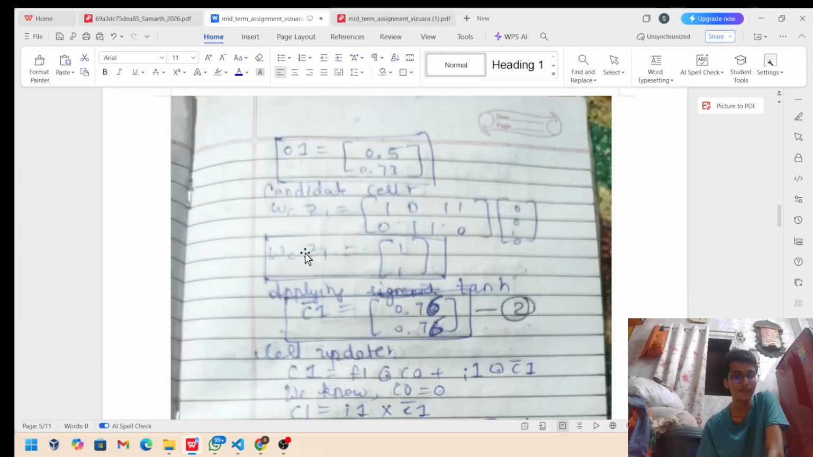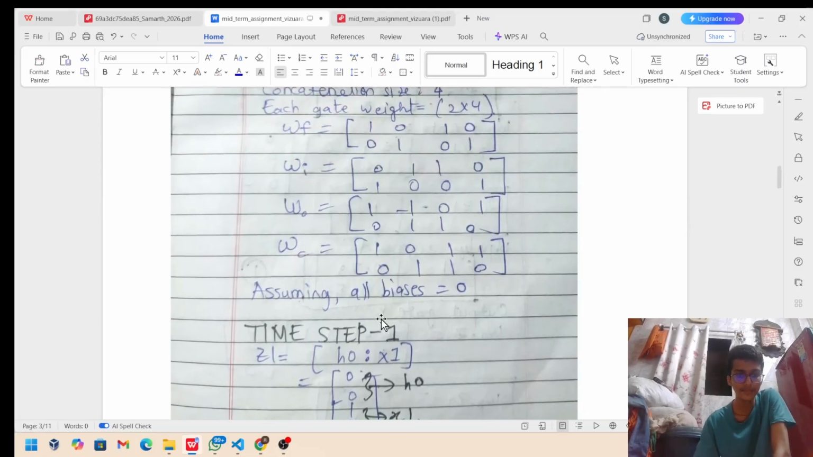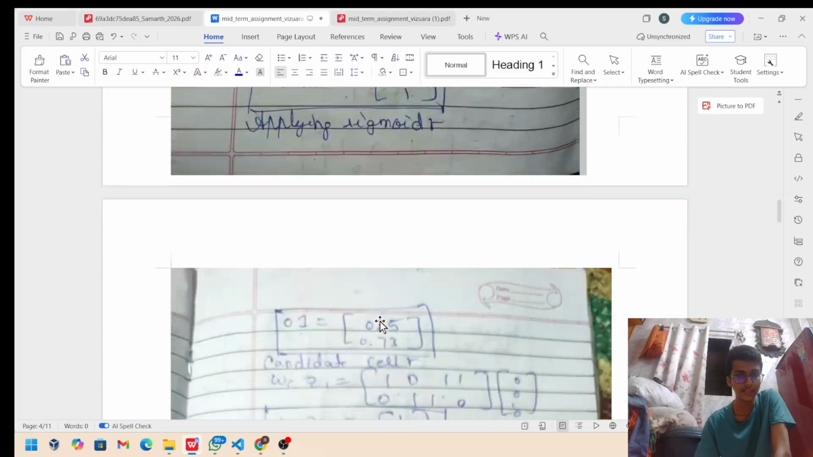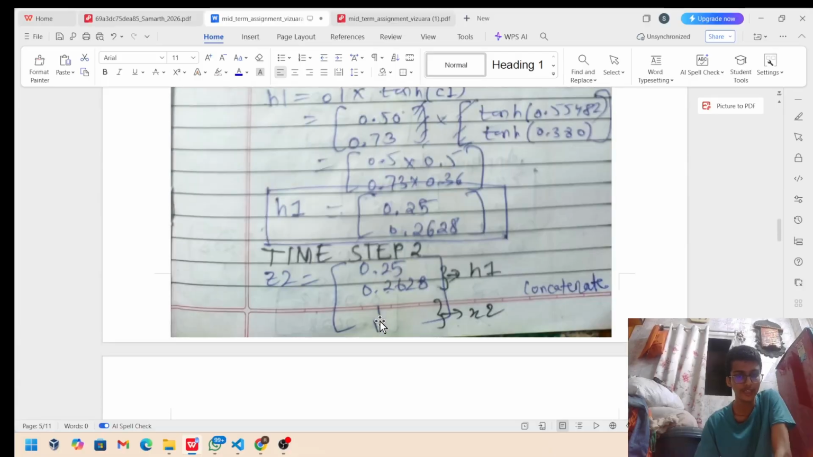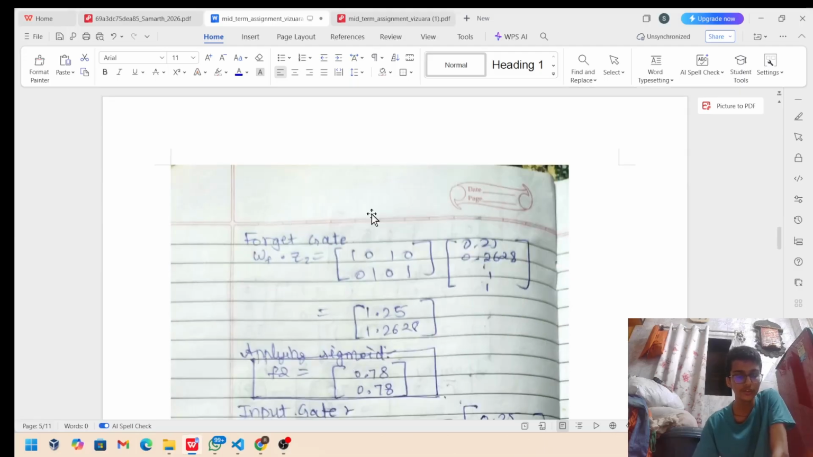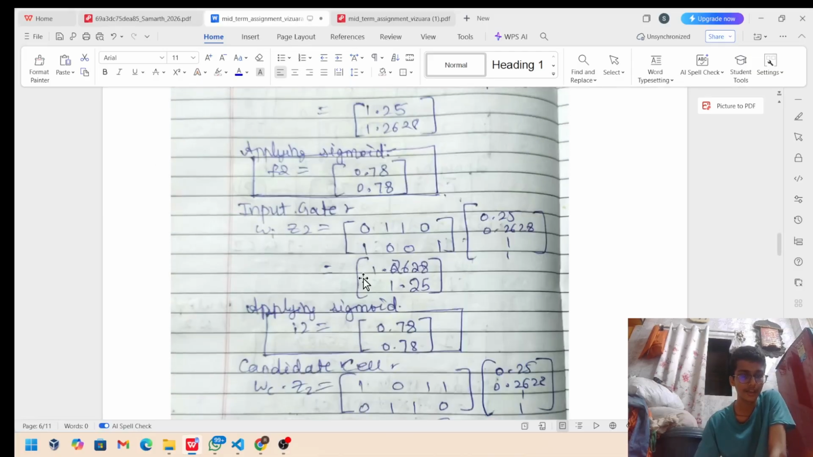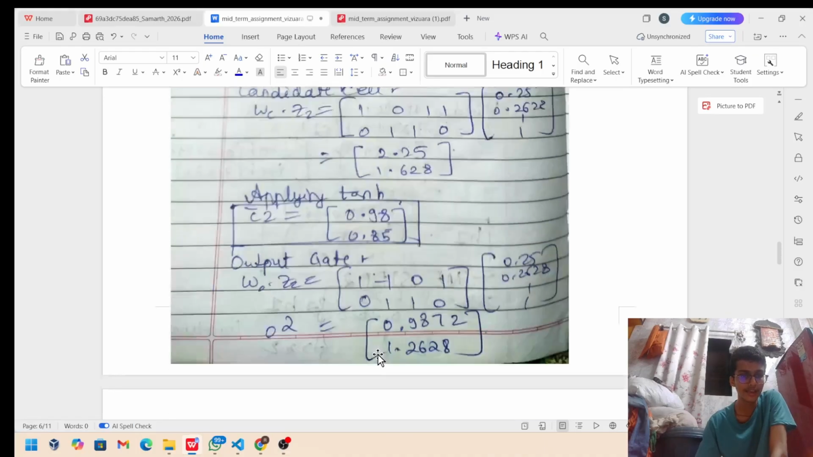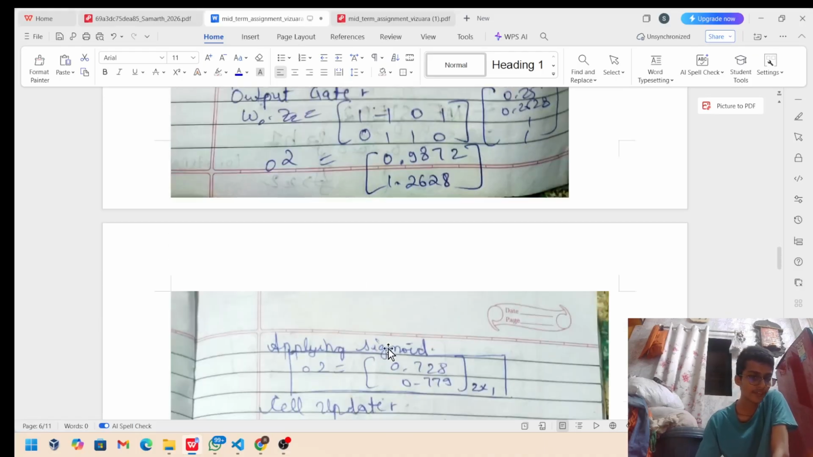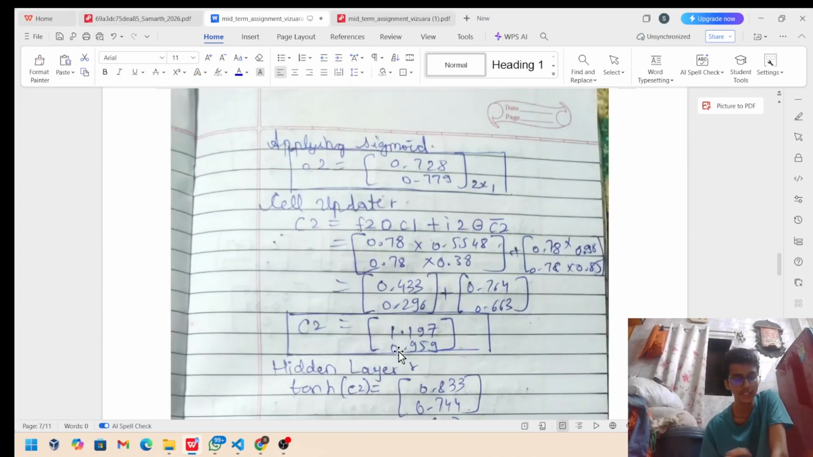Now here, as above, you can see we had used h0 and x1. Now similarly for the next step we are going to update that and use h1 and x2, and we'll concatenate them. After concatenating we are going to use the forget gate. The forget gate will use the same formula WF into Z2, and we get sigmoid, and then here again the input gate, the candidate cell, and the output gate. And after computing this, we are going to do cell update. Again, this is element wise multiplication.